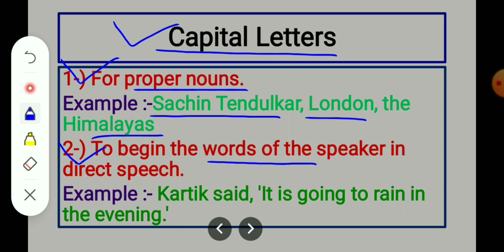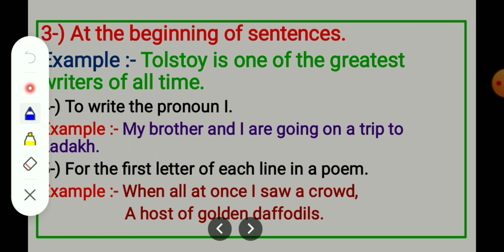Here you can see Karthik said. What is the speech given by Karthik? That "It is going to rain in the evening." So that's why I is capital here. Next use is at the beginning of sentences. So whenever we start a sentence, we always start with a capital letter. That is a general rule. Tolstoy is one of the greatest writers of all time.